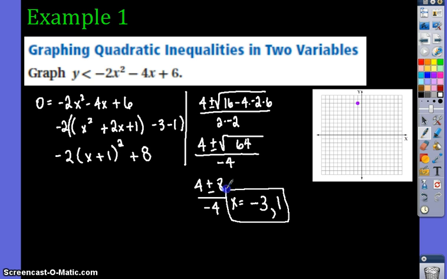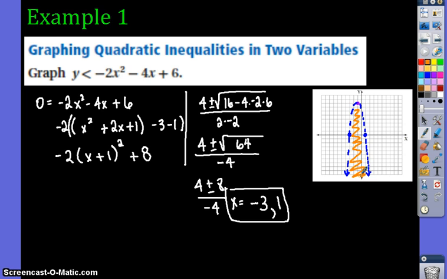There are our two zeros: negative 3 and positive 1. All right, now let's worry about the graphing issue here. It is less than, so we're going to want to use a dotted line. So we'll use a dotted line here. And then it's less than, so we want to shade below the parabola, which would be this area right here.